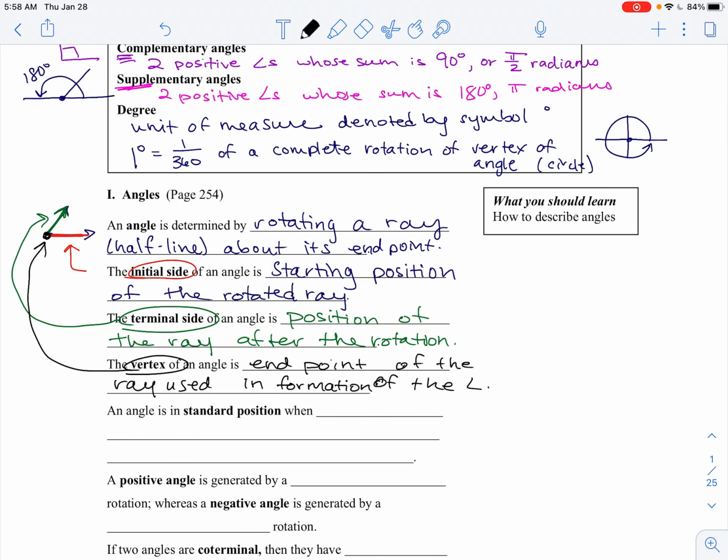An angle in standard position is when the angle's vertex is at the origin. Remember that the origin is the point 0, 0, and its initial side coincides with the positive x-axis.